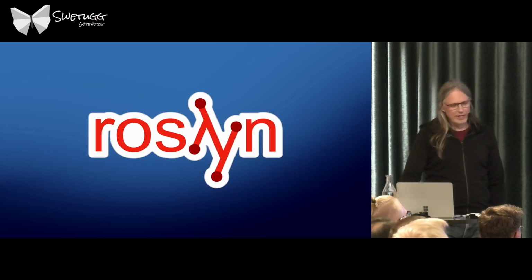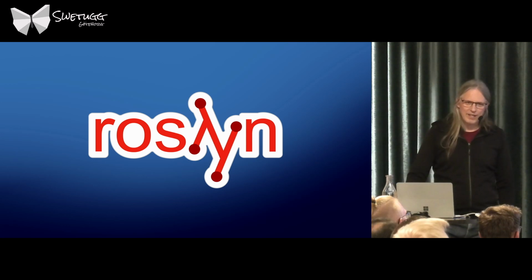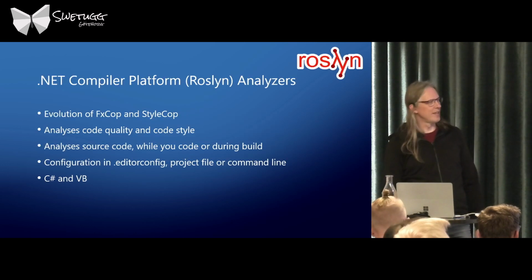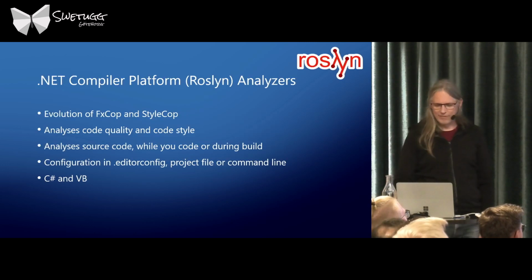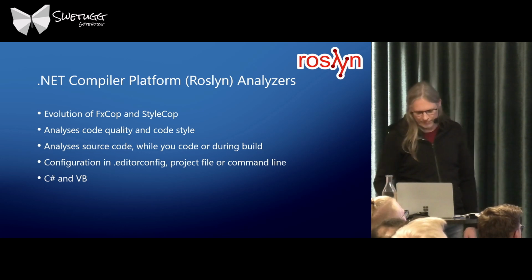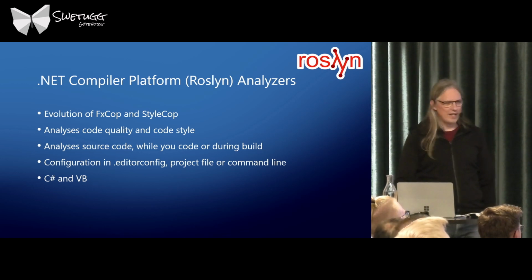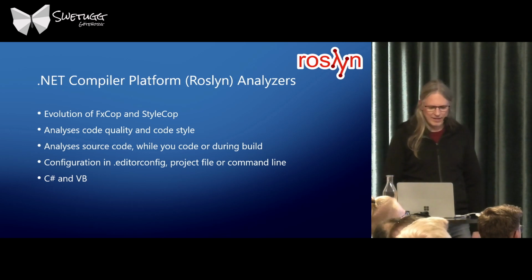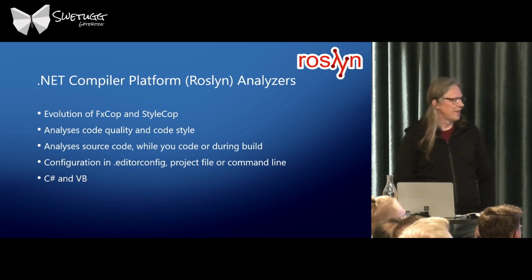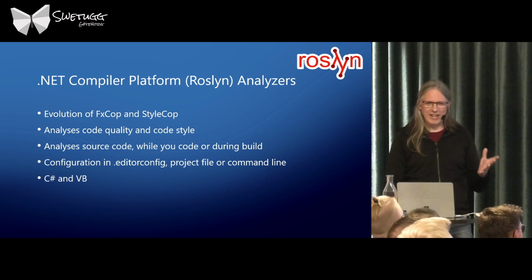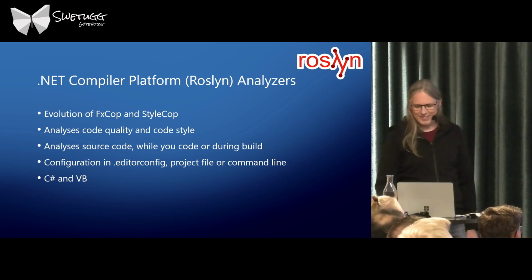And then in 2015, Microsoft went to RTM, so released to manufacturing, the Roslyn compiler, and with that came the .NET Compiler Platform Roslyn analyzers. These are an evolution of FxCop and StyleCop, and they analyze code quality and code style. It analyzes your source code while you're coding or during build. You can configure it in .editorconfig, in the project file, or on the command line. We'll look at that in a bit. And it should work for C# and VB. I'm a C# person, so I haven't actually verified it for VB, but that's what the documentation says.